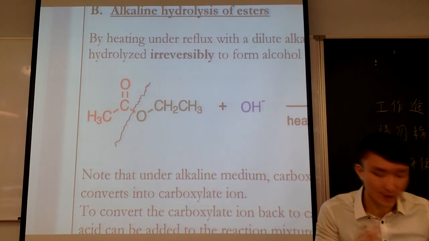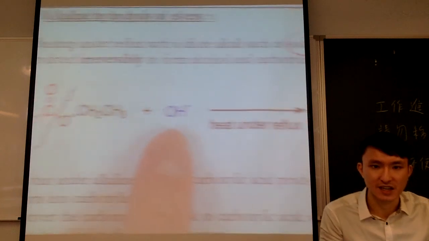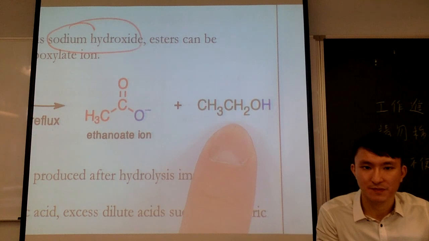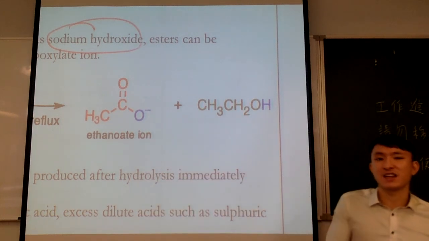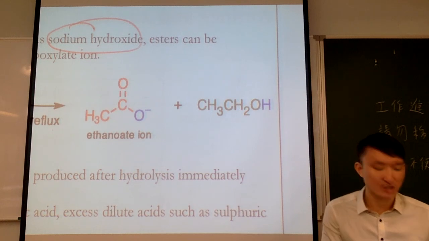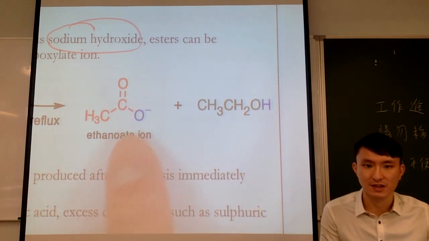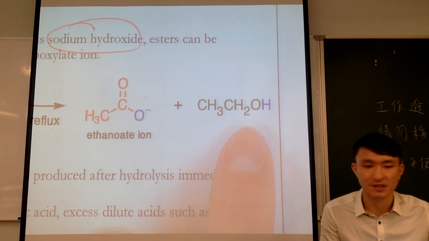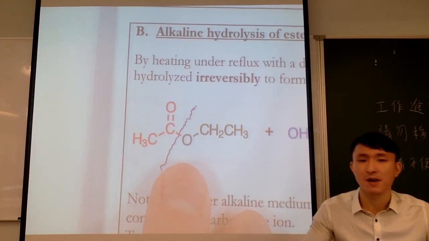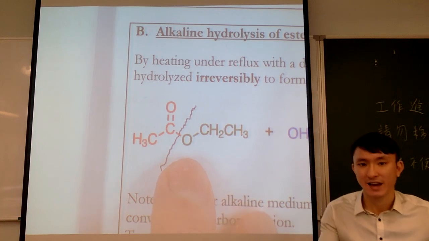Sorry, I should put it this way. As the reaction proceeds, it will generate ethanoic ion and the alcohol. Now you can understand this by thinking about it: this reaction is supposed to give you carboxylic acid and alcohol, right? This is what hydrolysis means. You want to convert the ester back to the carboxylic acid and alcohol.